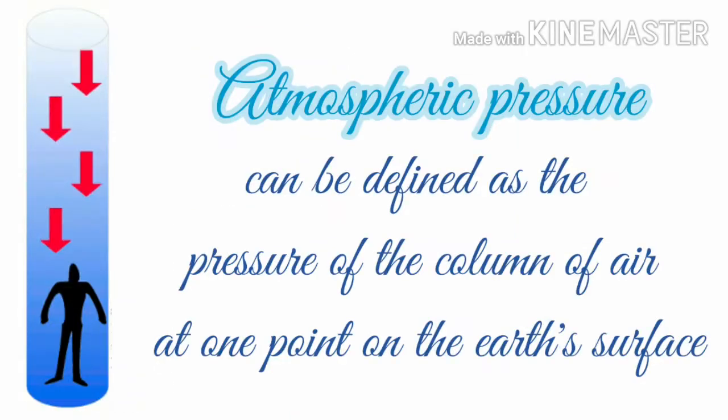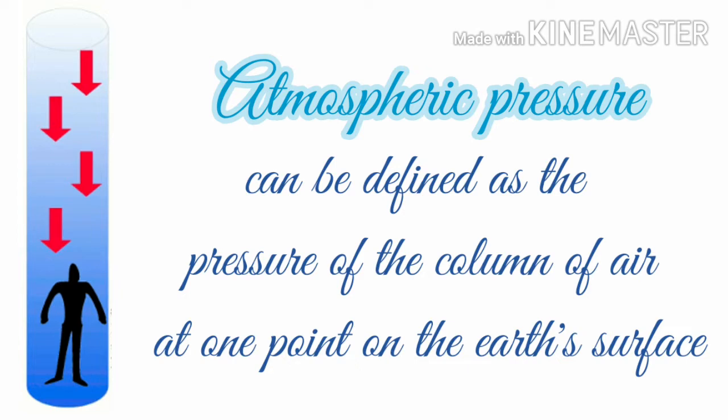Atmospheric pressure can be defined as the pressure of the column of air at one point on the earth's surface. That means the air above us is exerting a weight on the earth's surface. That is the atmospheric pressure.